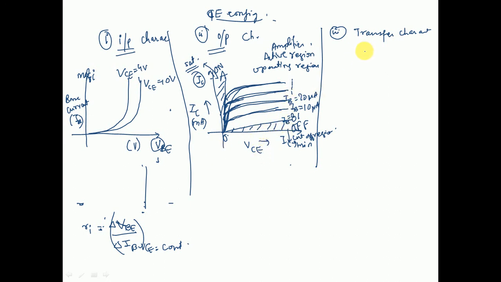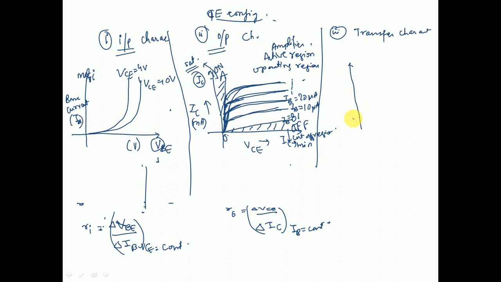Next, let's talk about the transfer characteristics. Before that, we have to take the output resistance. It's simple. The output resistance will be equal to delta VCE divided by delta IC, where IB will be kept constant. This is all about the output resistance, but of course you have to keep the base current constant. Now let's talk about the transfer characteristics.